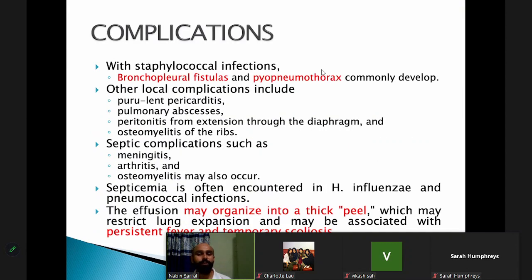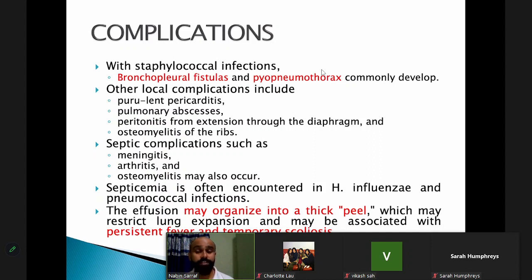Well, talking about the complications of empyema, if the empyema occurs because of staphylococcal infections, then bronchopleural fistula and pyopneumothorax commonly develop. Other complications also include purulent pericarditis, pulmonary abscesses, peritonitis from extension through the diaphragm into the abdominal cavity, and sometimes osteomyelitis of the ribs, sternum, or thoracic vertebrae.